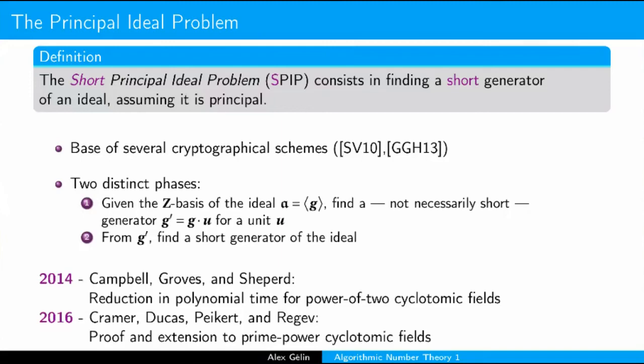It has been given by Campbell, Groves, and Shepherd, and then proved by Cramer, Ducas, Peikert, and Regev, so extended to all prime power cyclotomic fields, so no problem. The only remaining question is solving the PIP. This has been done also in the quantum setting, and in the quantum setting, it's polynomial.